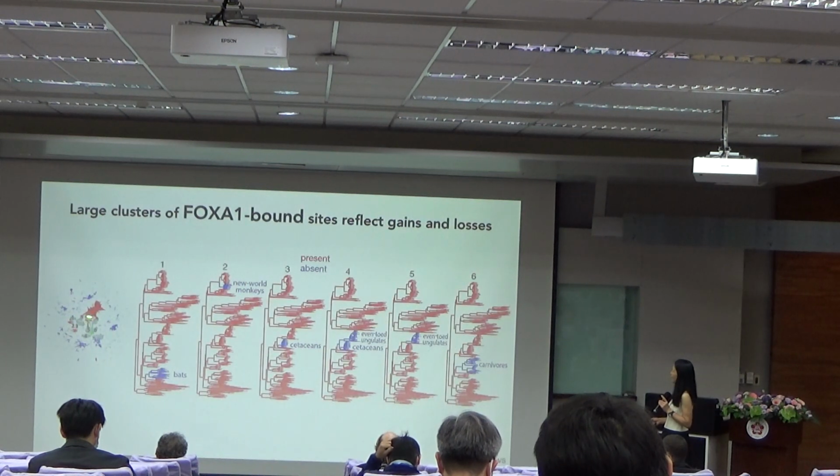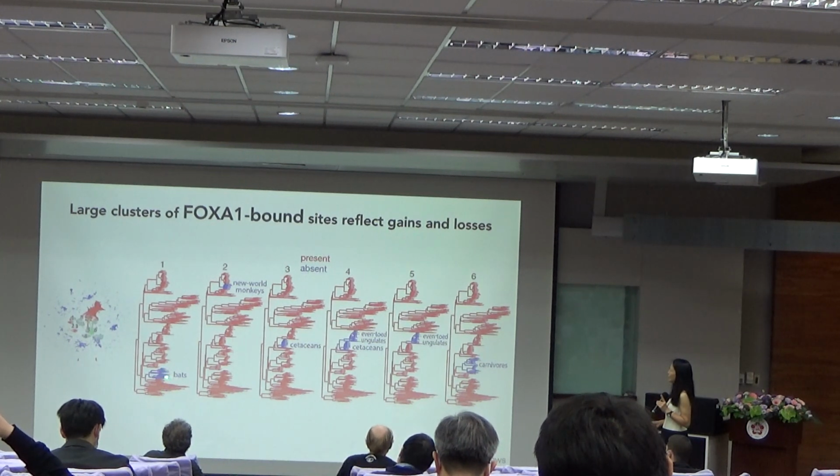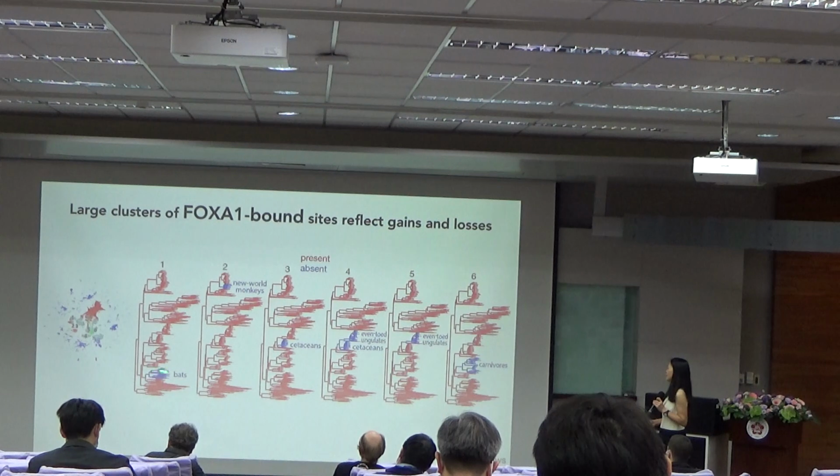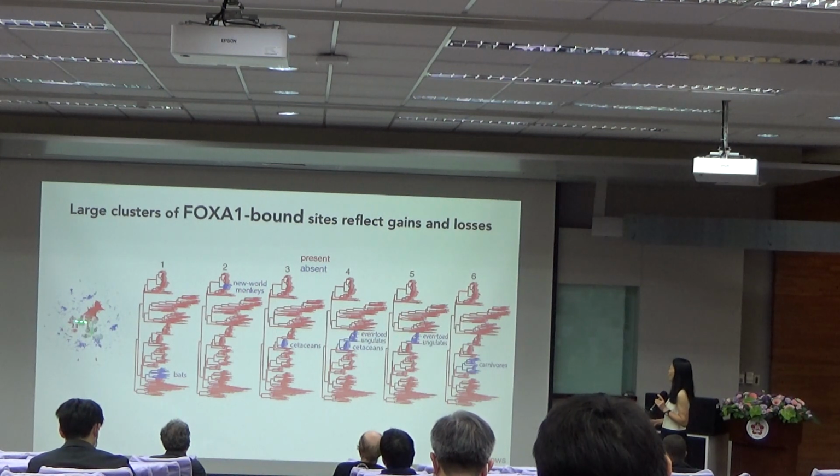Lobe 1 here are the sites where red is present, blue is absent. Now this is the entire tree of 240 mammals, and they are present in all but bats. They're gone in bats. Those are the cluster. And then lobe 2 is in New World monkeys, and different lobes indicate different losses in the evolutionary history.